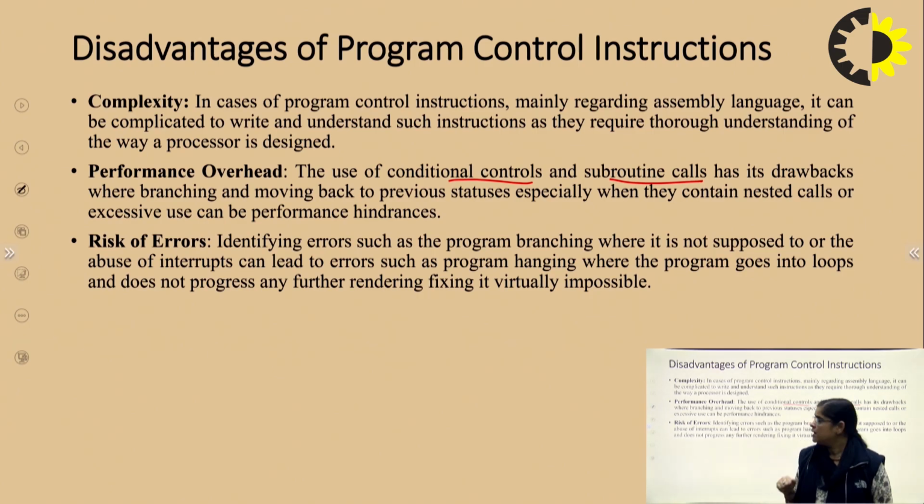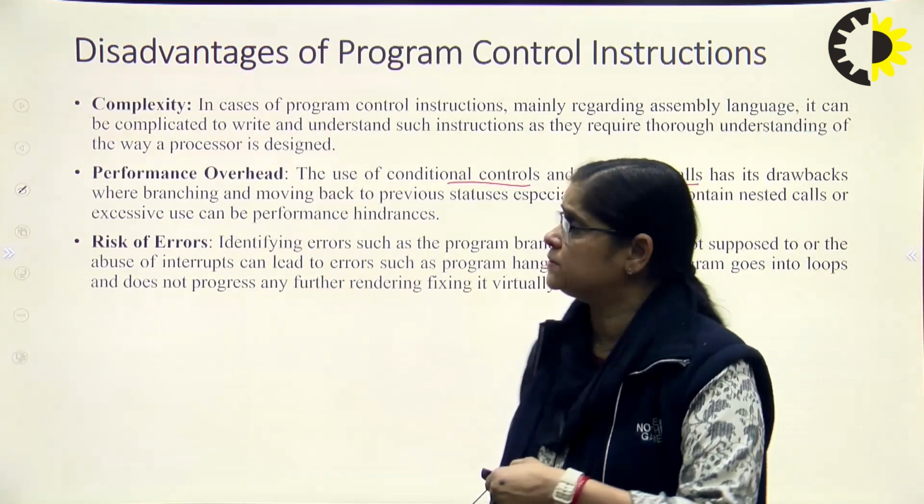Now, there is the risk of errors. When we are identifying errors in program branching, or branching where it is not supposed to happen, or abuse of interrupts, it can lead to errors. Such programs or loops are ones where we are unable to fix the problem. Okay, so that is the risk of error, and that is again a disadvantage of the program control instruction.